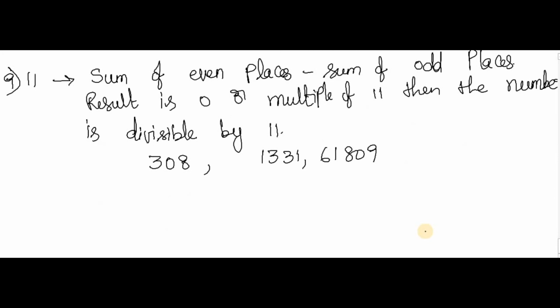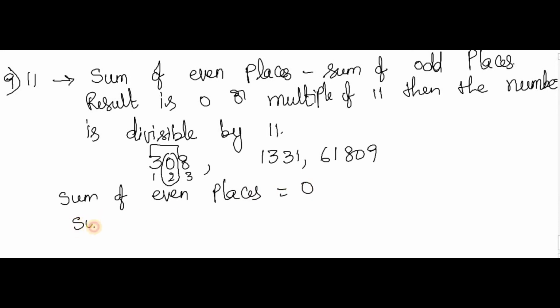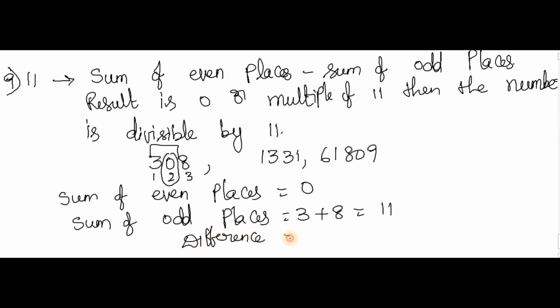See here we have a question like this. So first, for example, 308. So you'll count from 1, 2, 3. In this the even place is 0. The odd places are 3 and 8. So first you have to write the sum of even places. Here we have only 0, so we will write only that. Sum of odd places means 3 plus 8 is 11. Now if you find the difference of this, 11 minus 0 is equal to 11. So this 308 is divisible by 11.